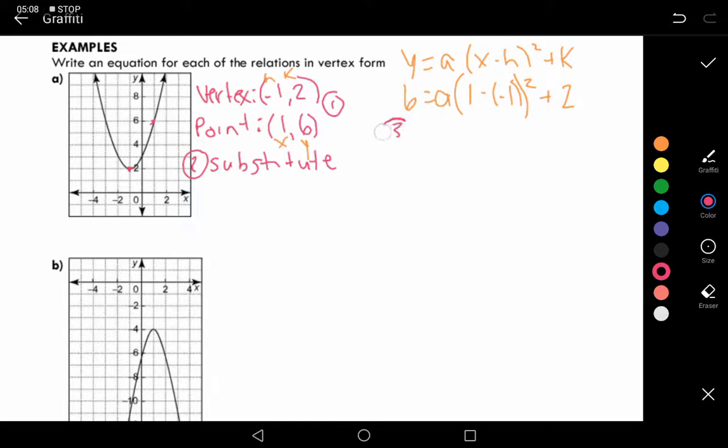Once we've substituted, we are going to solve for A. Okay, so step 1, write out the vertex and a point. Step 2, substitute in those values. Step 3, solve for A. So we're going to continue doing that.